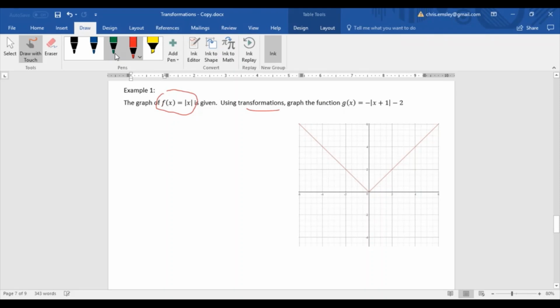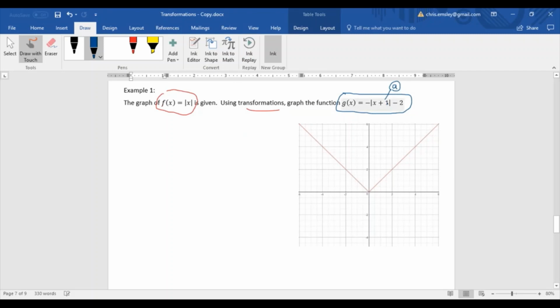So let's pick a different color. We want to graph this g of x equals negative absolute value of x plus 1, minus 2. Okay, so we have a bunch of transformations going on here at once. We're jumping right in. When you evaluate your transformations, you need to think about order of operations. So we're going to start inside the absolute value, because absolute value is like a grouping symbol. So the first thing we're going to talk about is this plus 1. I'm labeling it A.